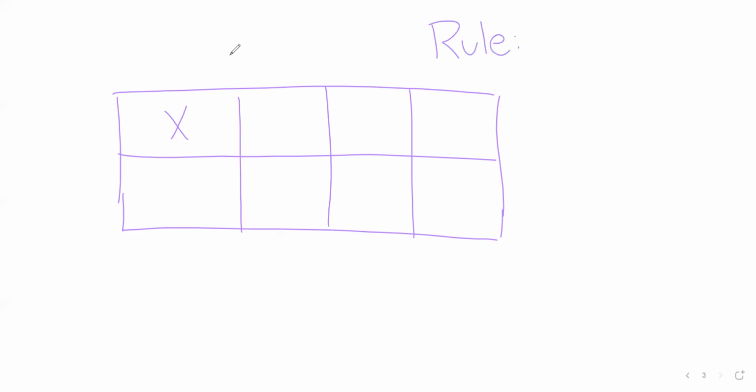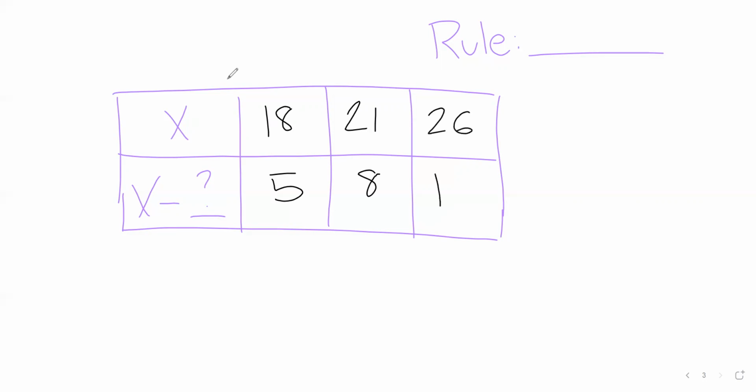Go, what's our rule? And actually down here is X, I'm going to say minus something. So we already know we're subtracting. We don't have to look for it. And let's fill in 18 and 5, 21 and 8, and 26 and 13. So in this case, we're really just looking for the expression.